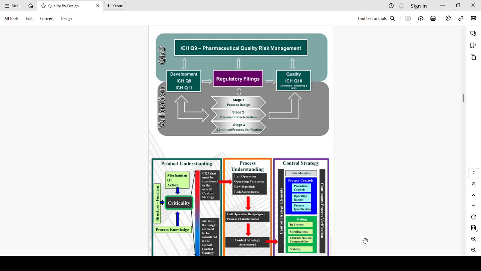Here we are using raw material controls and process control, and always we are doing the operating ranges and the process qualifications. So in the testing, we are doing in-process testing and specifications, characterization, comparability, and stability studies.